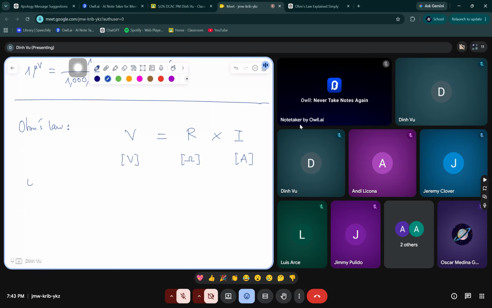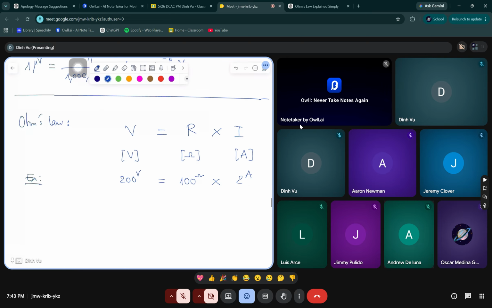Now, our previous example here, R is 100 ohms. Current I is 2 ampere. When you take 100 ohms multiplied by 2 ampere, your V here is how much? 200 volts. So this is what we studied in the previous example.